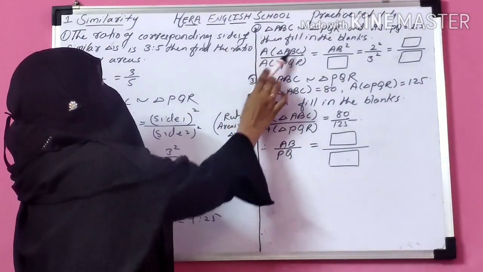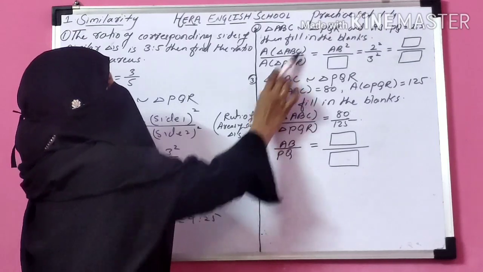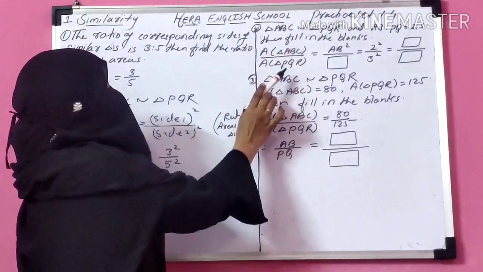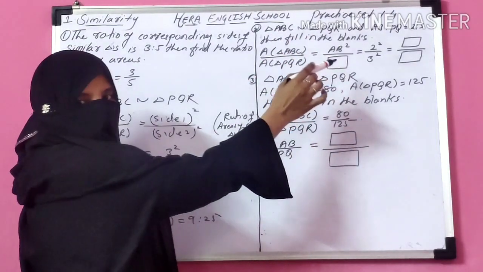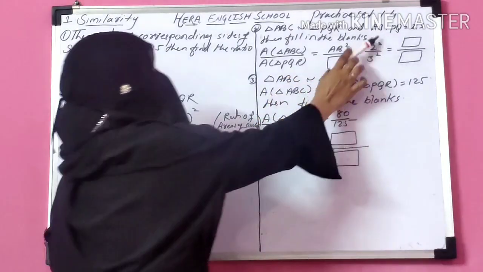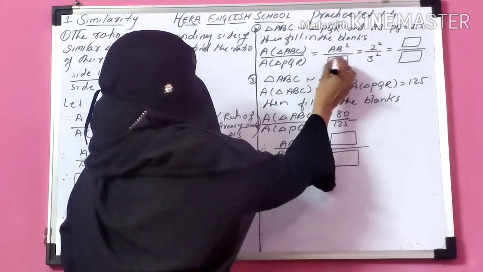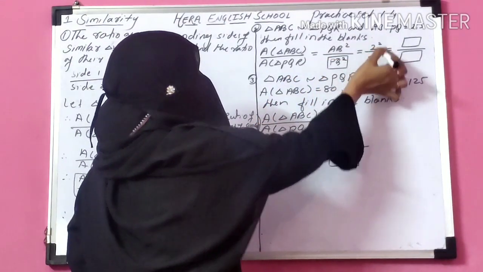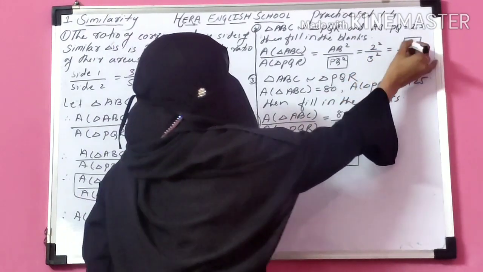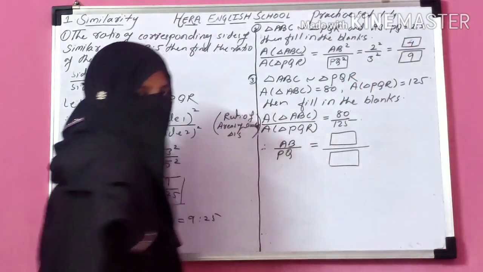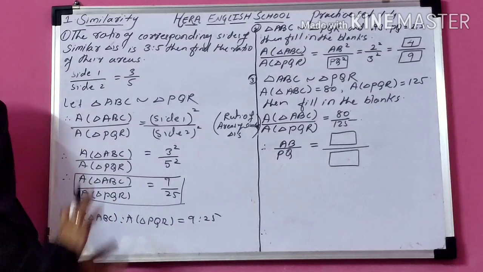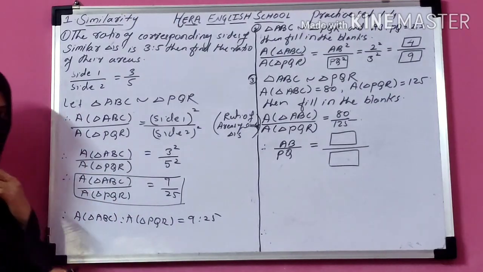So area of triangle ABC upon area of triangle PQR. The triangles are similar, then the ratio of areas is equal to the square of corresponding sides. So AB square upon PQ square. Now value substitution 2 square upon 3 square, that is 4 upon 9. This is question number 2, the activity 1 mark question.